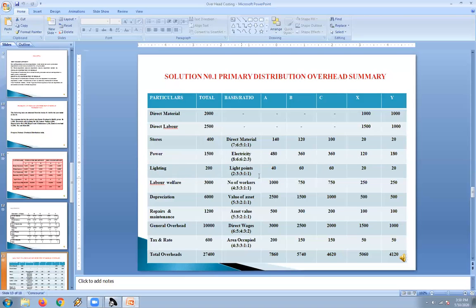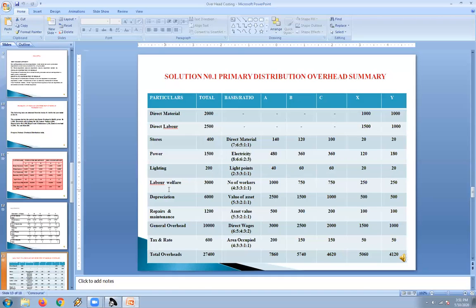In the same manner, we have to apportion lighting expenses on the basis of light points. The value of lighting is 200. The ratio for all the departments is 2:3:3:1:1. The total value, 2 plus 3 plus 3 plus 1 plus 1, is nothing but 10. So 200 into 2 by 10, 200 into 3 by 10, 200 into 3 by 10, 200 into 1 by 10, and 200 into 1 by 10.